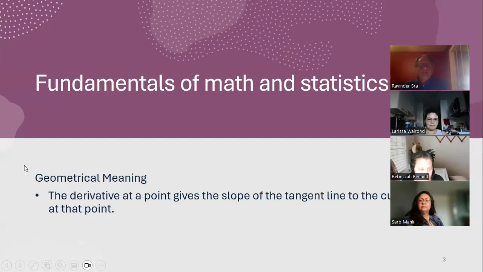And what is the geometric meaning? The derivative at a given point is the slope of the tangent line to a curve. For example, if there is a horizontal line, parallel to the earth, the slope of that line is 0. If it's parallel to the earth, the slope is 0. It means the derivative is 0.